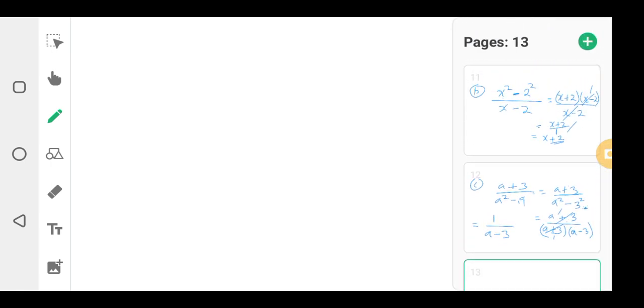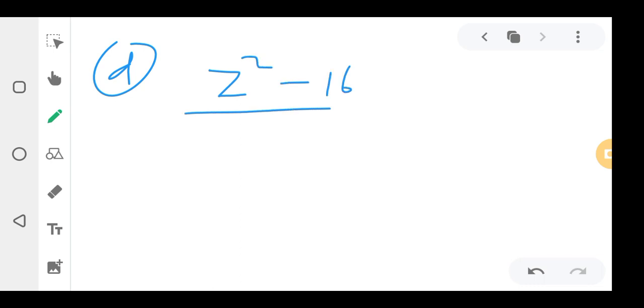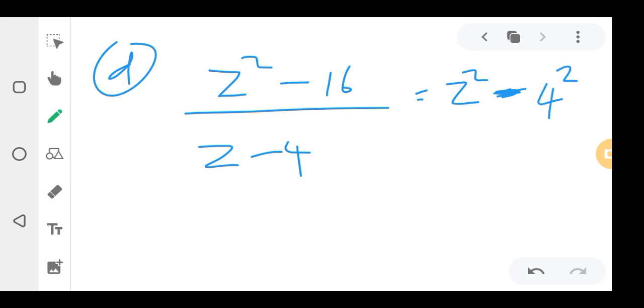Okay, that is part C. They can give you part D. Part D, they can bring the same thing. They can say z squared minus 16 over z minus 4. It's the same thing there, to be z minus, and what do you have there? 16. What's the square root of 16? 4. And then squared over z minus 4.